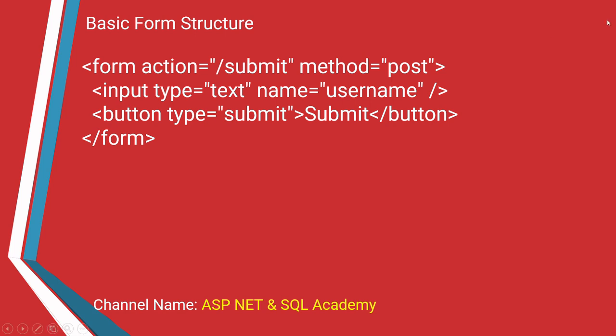Here is a simple form with a text input and a submit button. The action attribute specifies where the form data goes. The method can be get or post depending on how you want to send data.